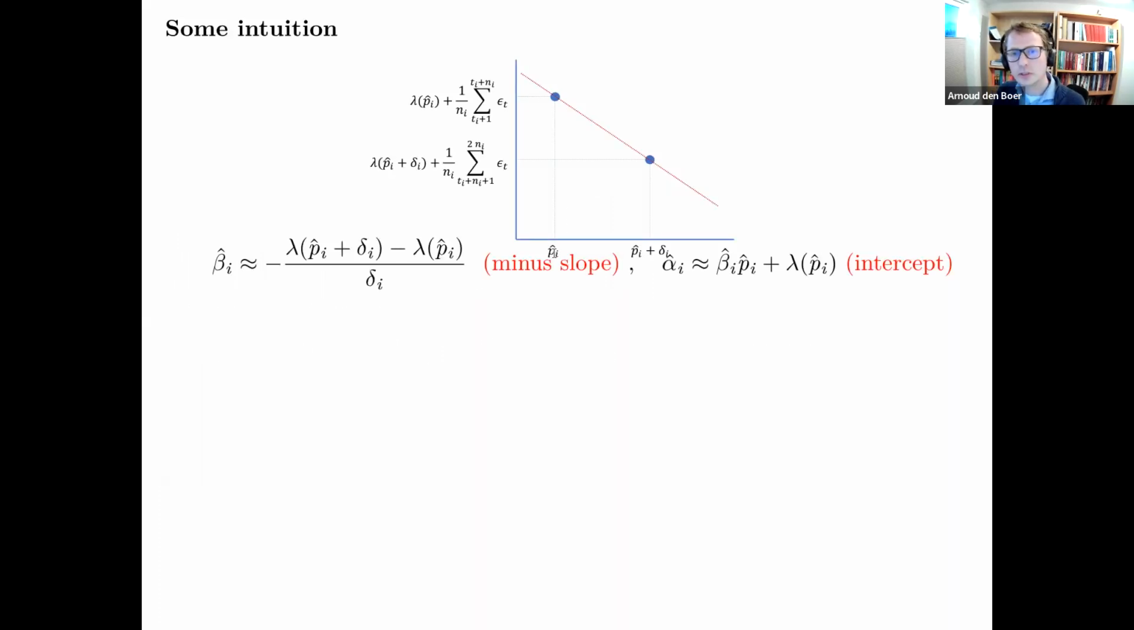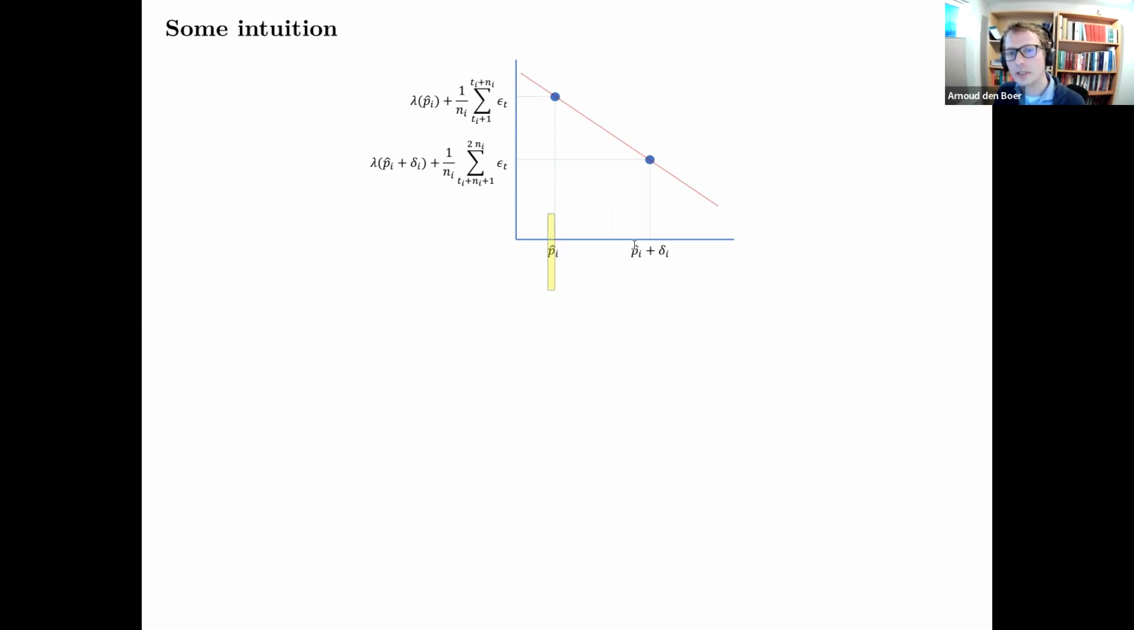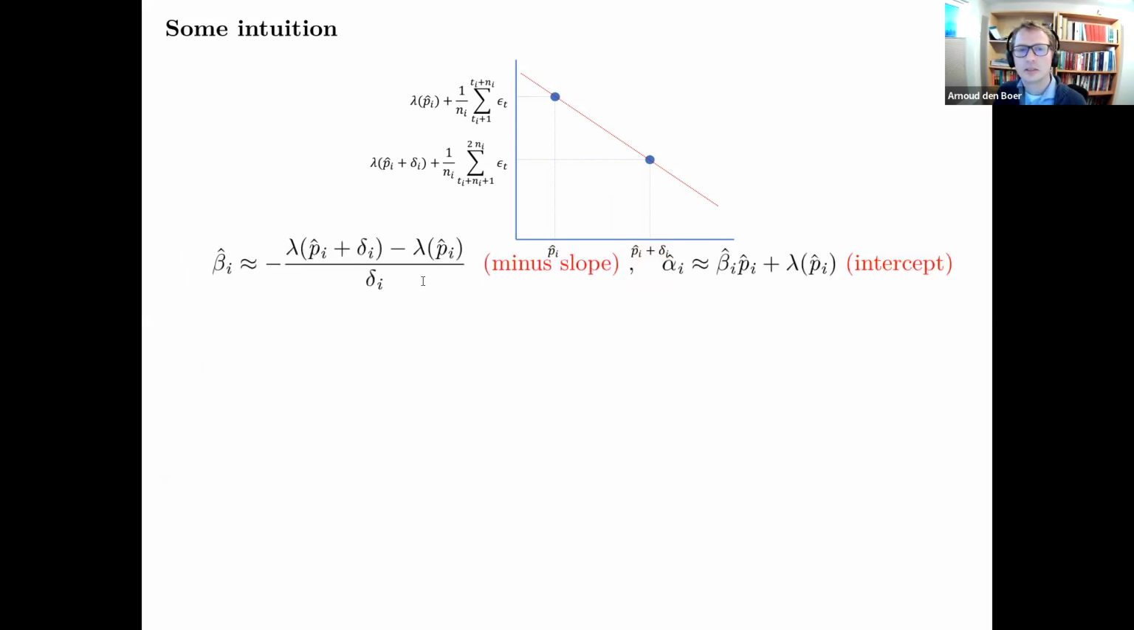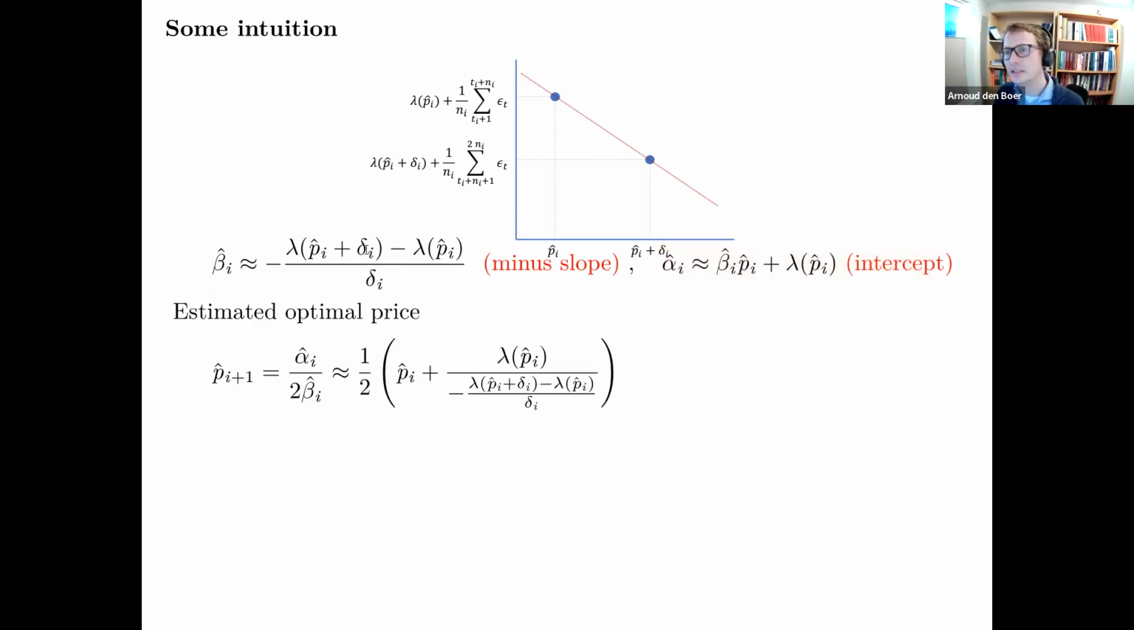So we charge 2 prices, some p hat and some p plus delta. Then we estimate the slope and the intercept, where we just fit a line to 2 points. Now, they have particular forms. Then my next price is the estimated optimal price, alpha hat divided by 2 beta hat. Now, if you neglect the noise terms, which eventually will not influence the expressions, you get what you roughly get. So my estimated optimal price is roughly this.